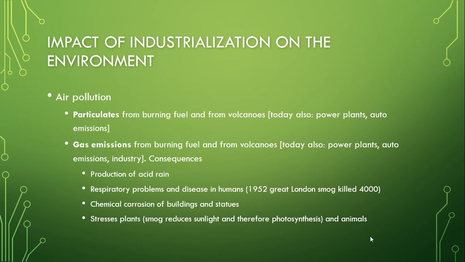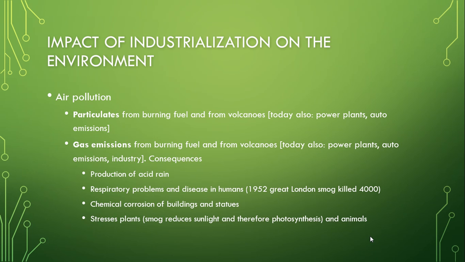We also have a lot of gas emissions resulting from many of these same activities, including industry. And the consequences of these emissions into our atmosphere can be numerous. For example, we have the production of acid rain occurring. We have many respiratory problems and various diseases that can affect human beings. For example, when we look at the 1952 London smog, we know that as many as 4,000 people died as a result of the smog. We have chemical erosion of buildings and statues that can occur as a result of air pollution and acid rain. Even our vegetation can suffer as a result.